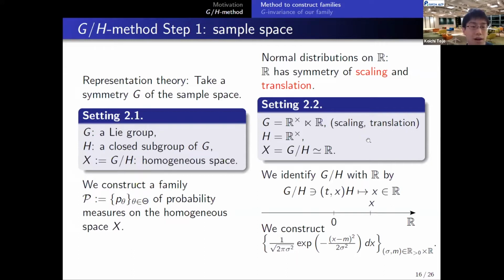Then we can identify G mod H with the real line via this map. We reconstruct the family of normal distributions on R in the well-known form.